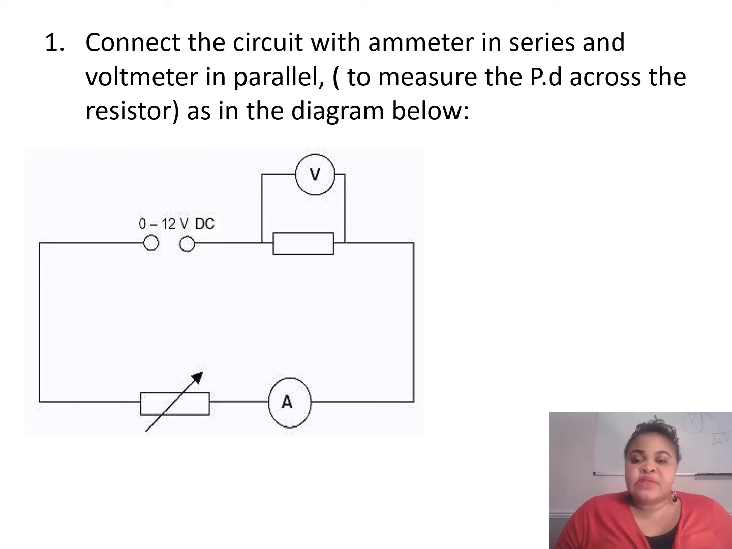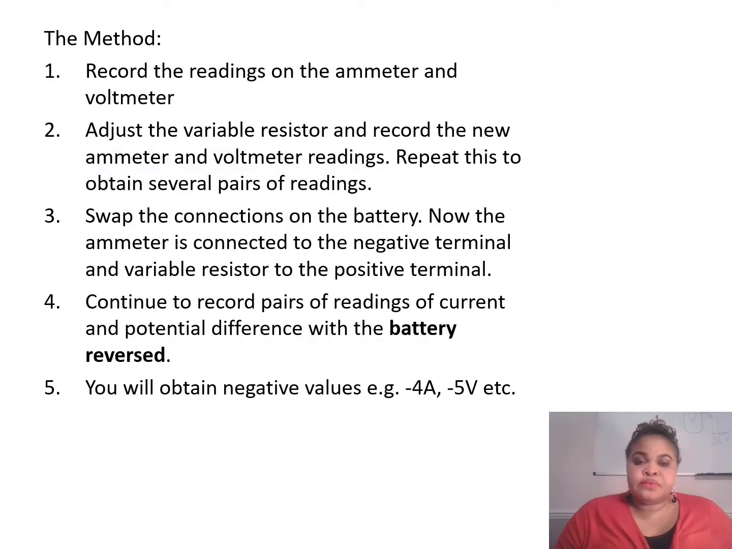This diagram explains how you should connect them. Just make sure you connect the ammeter in series and the voltmeter in parallel, to measure, obviously, the potential difference across the resistor, as in this diagram below. On this slide, you have a step-by-step method for the experiment. If you need to, pause it and use it to look at the steps to remind yourself of what you needed to do in this practical.